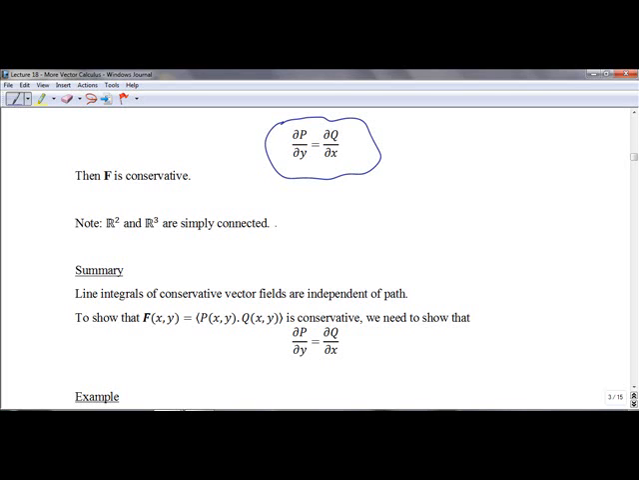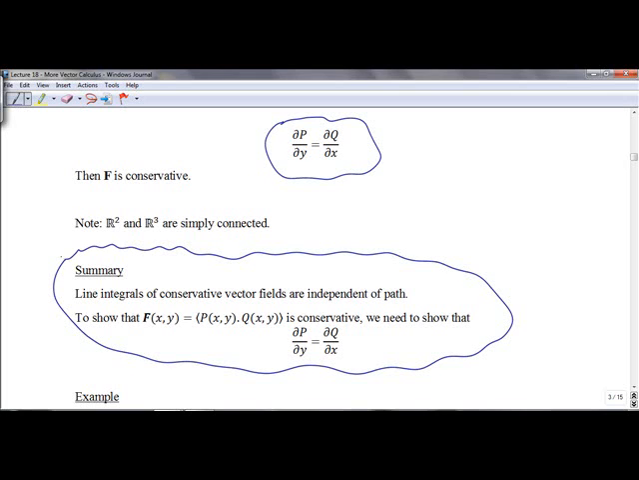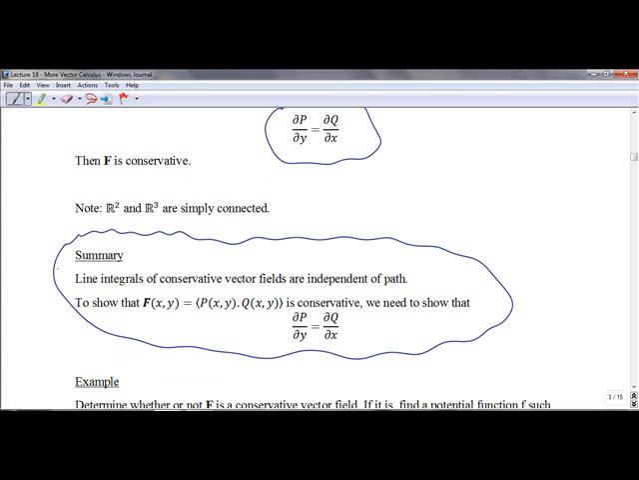All right? And how do you show that a vector field is conservative? Show that these two partials are equal. So in all of this, underline that, it is key, this summary. So I wanted to get to this point. That is what we are going to use now. Okay? So let's do some examples.